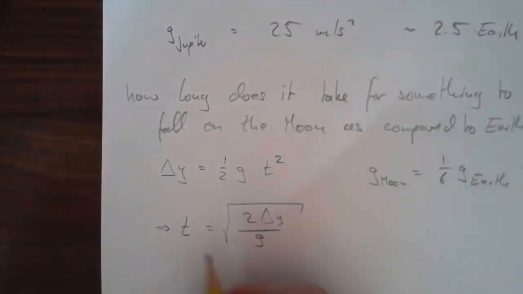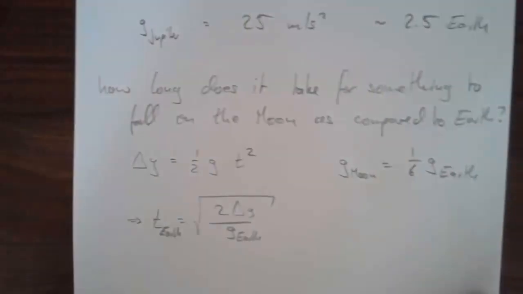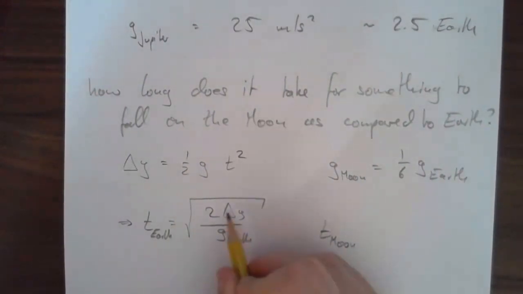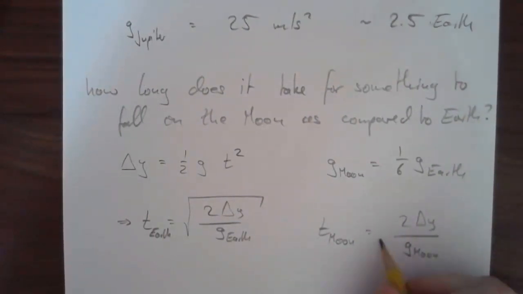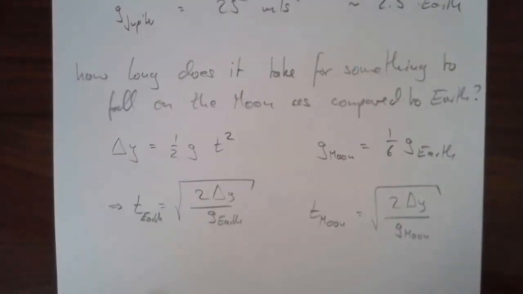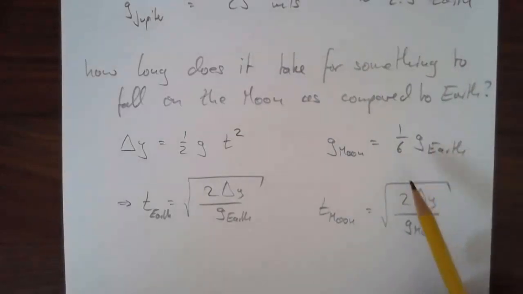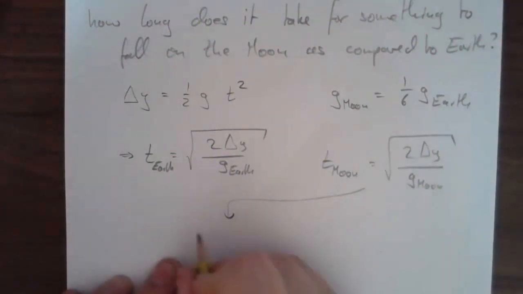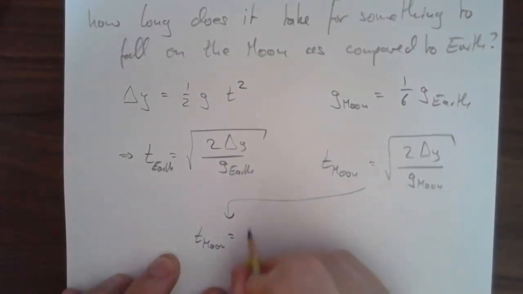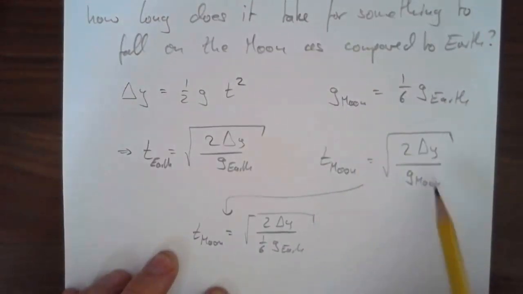So I'm just rearranging this for t. So on Earth, well, I would plug in g Earth. Whereas if I want to find a time on the Moon for something dropping from the same height, I don't care what the height is, but I assume it's the same to be able to make a comparison. It would be this. Now, g Moon is 1/6 of g Earth, so this one here I could rewrite as t Moon equals the square root of 2 delta y divided by 1/6 g Earth. I'm just plugging this in here.